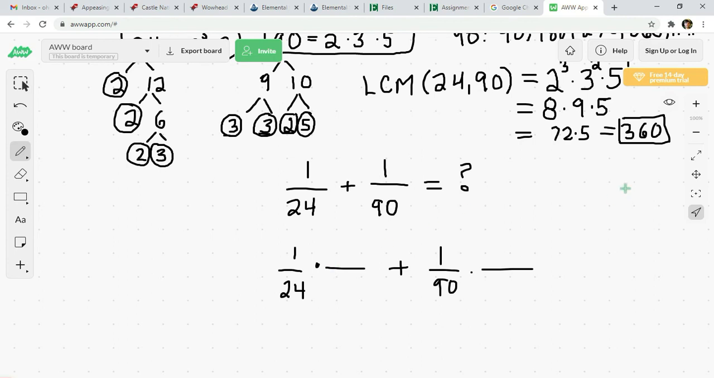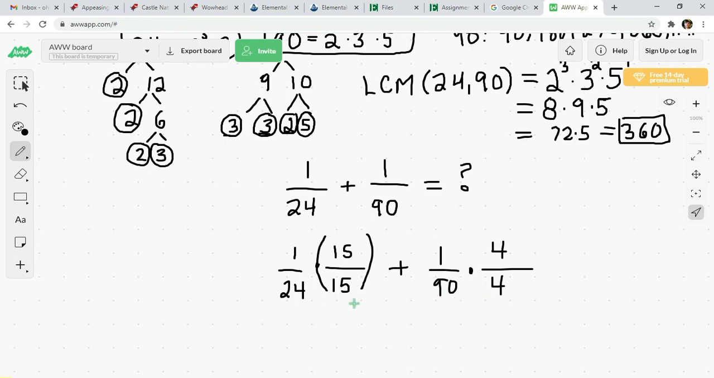24 goes into 360 how many times? If you're not sure, that's fine. I think it works out to be 15. So I multiplied the top and bottom by 15. Notice I'm really just multiplying by 1. 15 over 15 is equal to 1. So I'm not changing the number, I'm just changing how it looks. It's still the same number, this is still legitimate. Similarly, I need to multiply 90 by something to get 360. I need to get the LCM, so I need to multiply by 4 over 4, because 90 times 4 is 360.